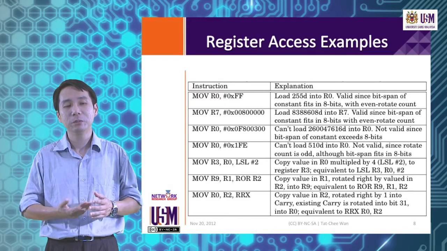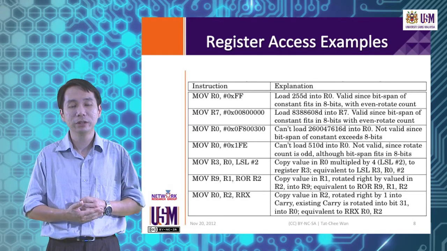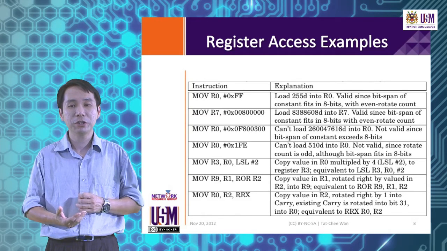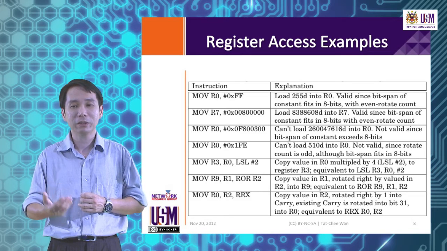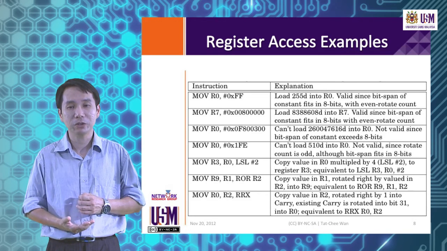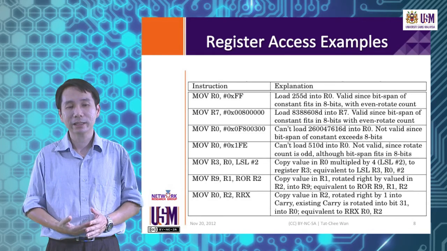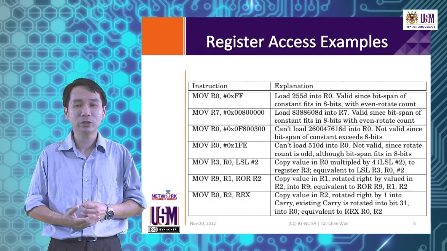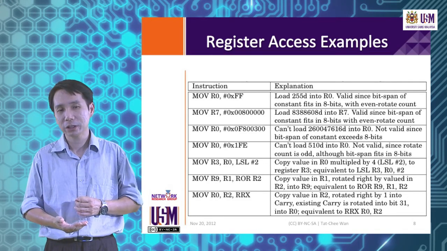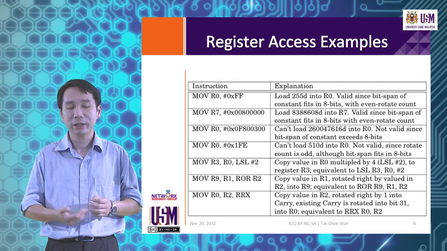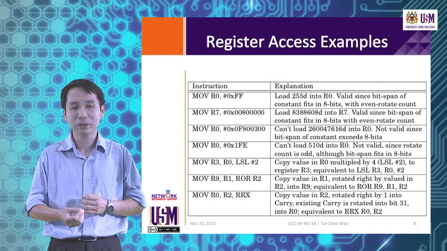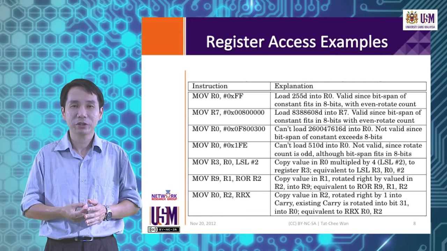The fifth example, MOV R3, R0, LSL #2, is an example of using a bit shift operation on the register R0, which allows us to multiply the value in R0 by 4. We'll study a bit more about multiplication later on in this module. The next example, MOV R9, R1, ROR R2, allows us to specify a variable number of rotate positions in the register R2. And finally, we have the example of RRX as an optional operand to operation on register R2.